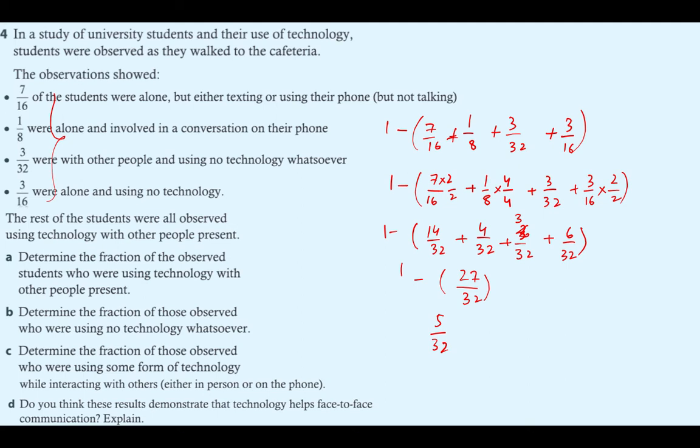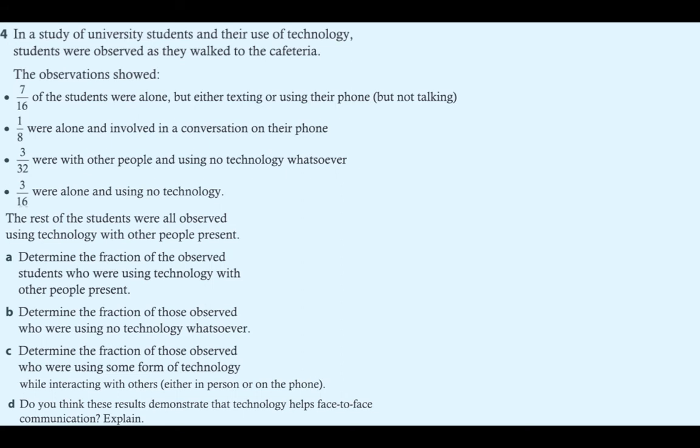In part B, it says determine the fraction of those who were using no technology. So we can say that these people are using no technology, which is 3 over 32, and also they were using no technology. So these are two fractions here, 3 over 32 and 3 over 16. This was answer to part A. So for part B, I will just say 3 over 32 plus 3 over 16.